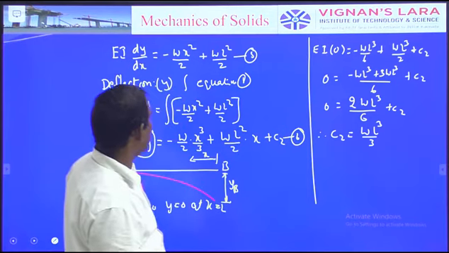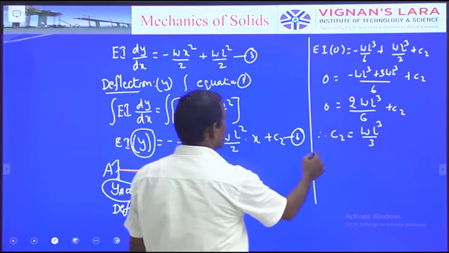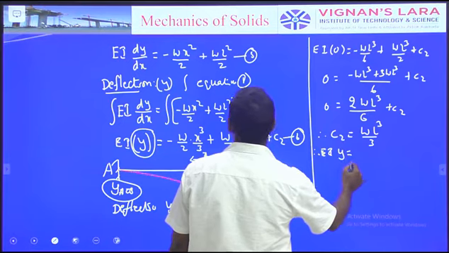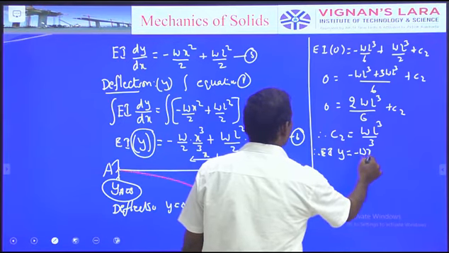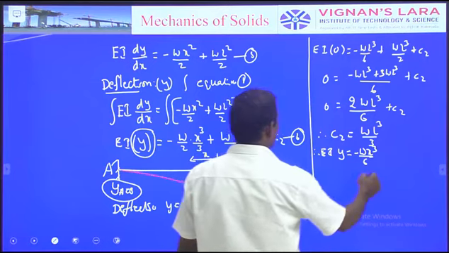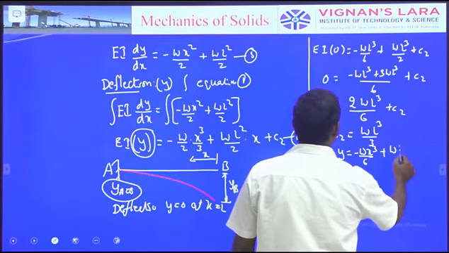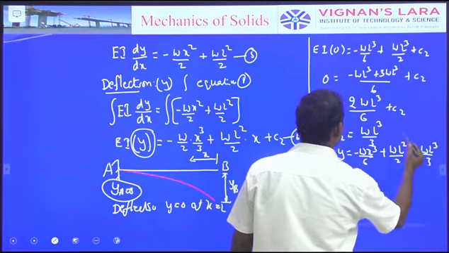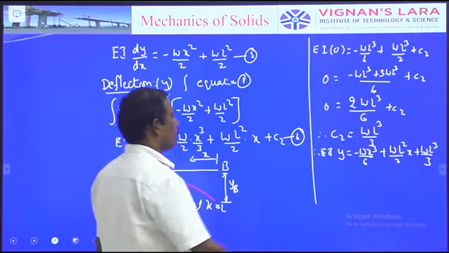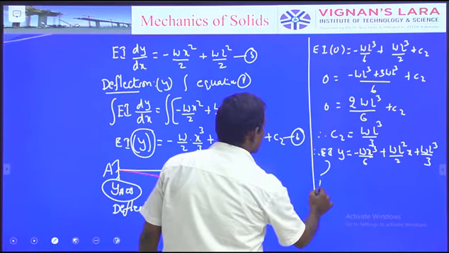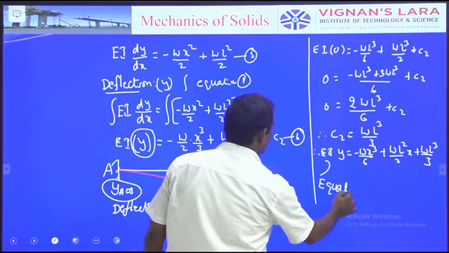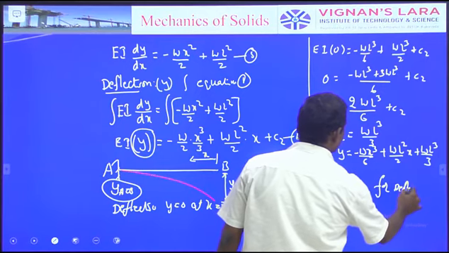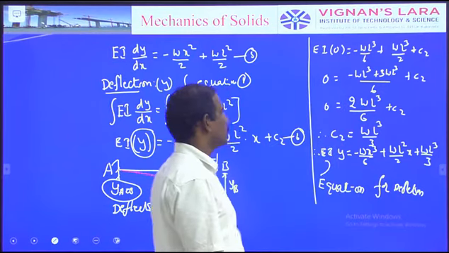Substitute this value in equation number 6. Therefore, EI y = -wx³/6 + (wL²/2)x + wL³/3. So this is the equation for deflection.